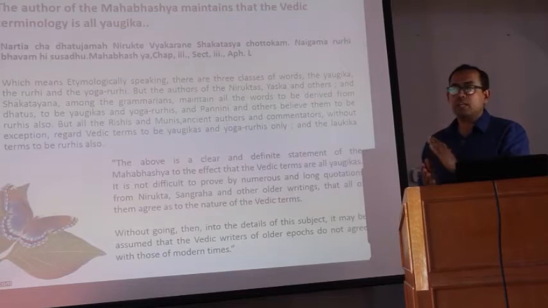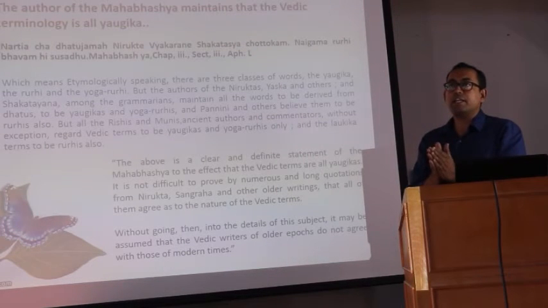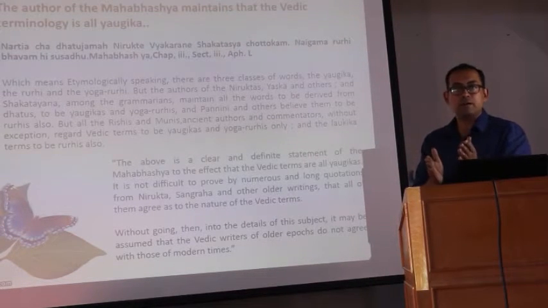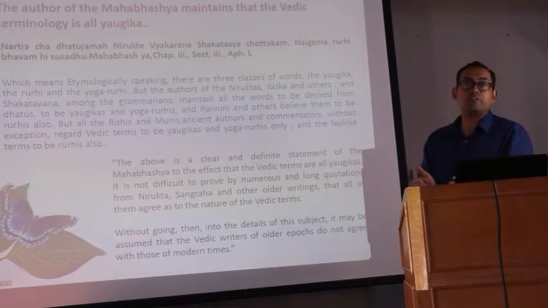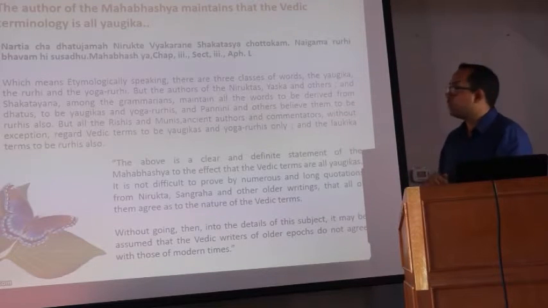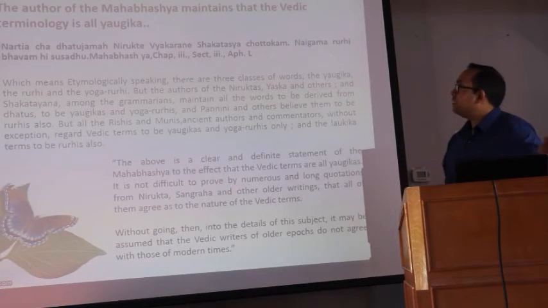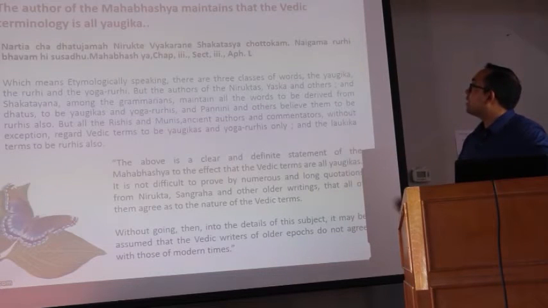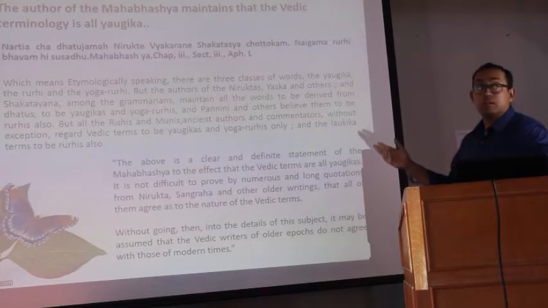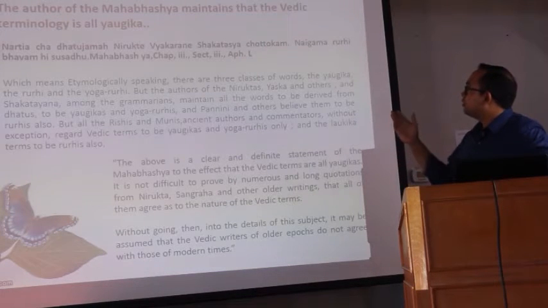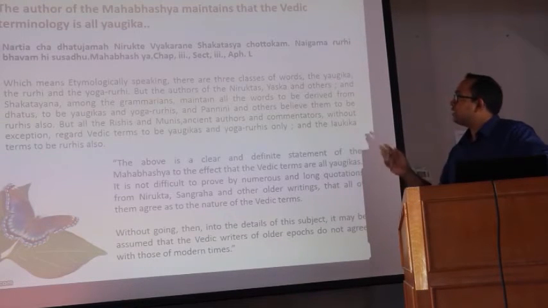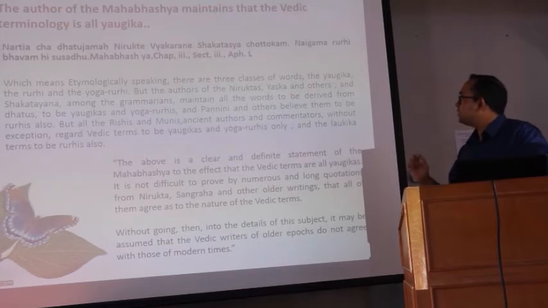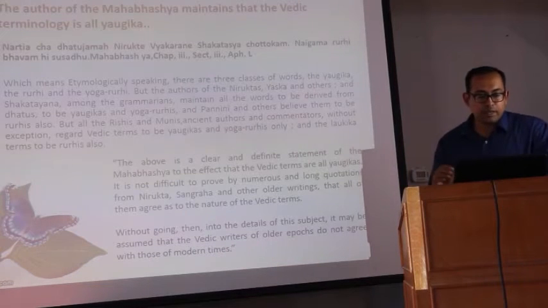You cannot consider anything in the Vedas, or if you go beyond Gita and Ramayana, even Gita and Ramayana, as a proper noun at every point of time. That's why we have different stories. So let's see. Nartya cha dhatuj maha nirukte vyakarane shatkasya chutoktam negama rudi bhavam hi sushadu mahabhashyam. I am just taking this from chapter 3, section 3, which means etymologically speaking, there are 3 classes of words: the yogic, Rudi, and yog Rudi.